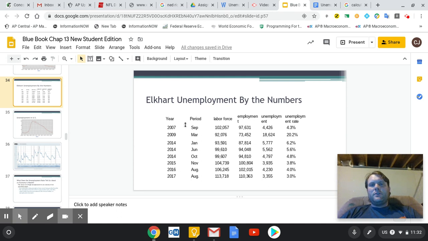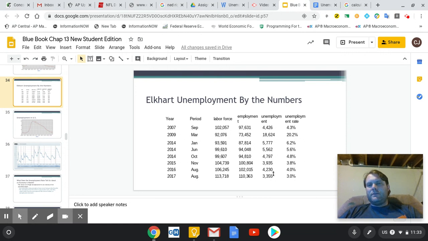It proves the point. So notice that in 2007, Elkhart's unemployment rate was 4.3, right? Things were going good. Now, when things started going bad, 18 months later, things got really bad. You can see 20.2%. You can also look at how many people left the labor force, right? Some people might have moved away, some people might have just said, I'll forget it. But look how many jobs we lost. We lost 24,000 jobs in that span of about 18 months. Obviously, an extremely harsh economic situation.